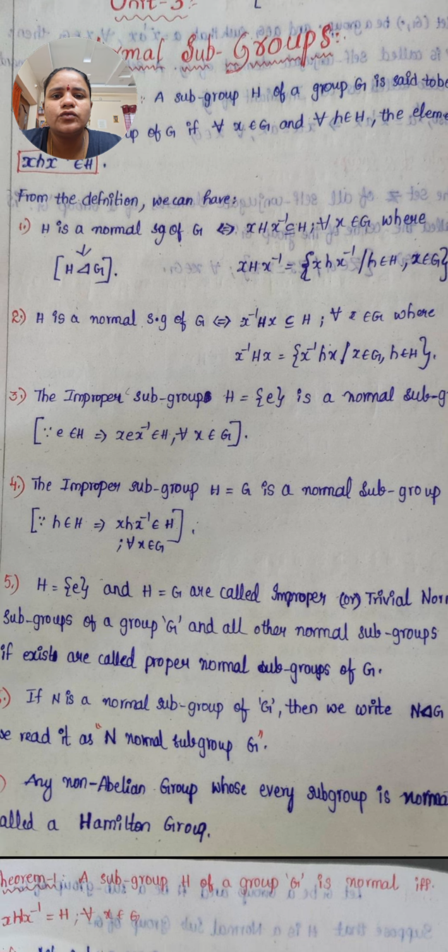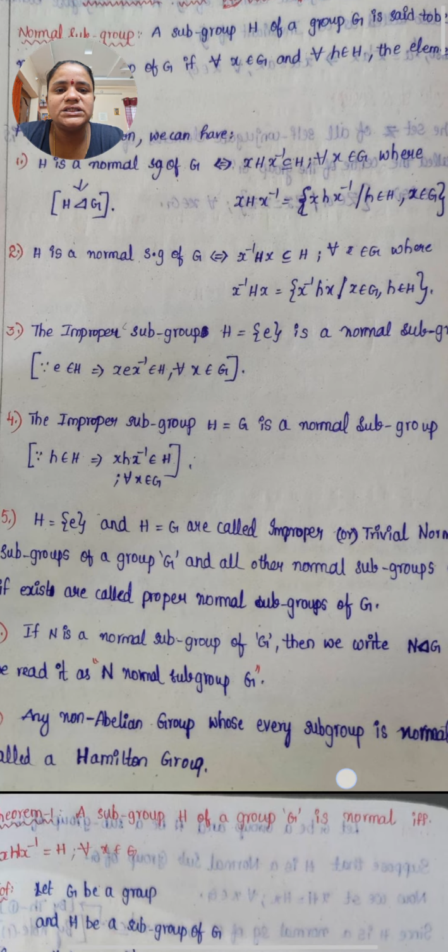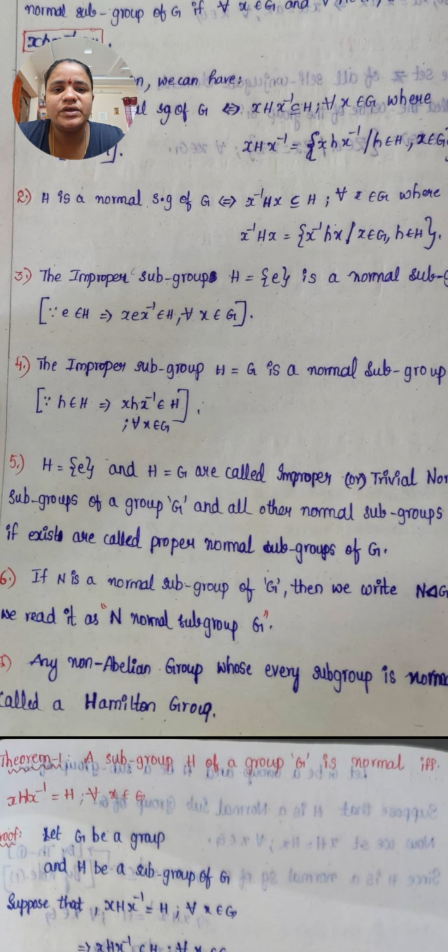From the definition, H is a normal subgroup of G if and only if xHx⁻¹ is contained in H, where xHx⁻¹ is the set {xhx⁻¹ such that h belongs to H and x belongs to G}. The improper subgroup H equal to the singleton {e} is also a normal subgroup of G.